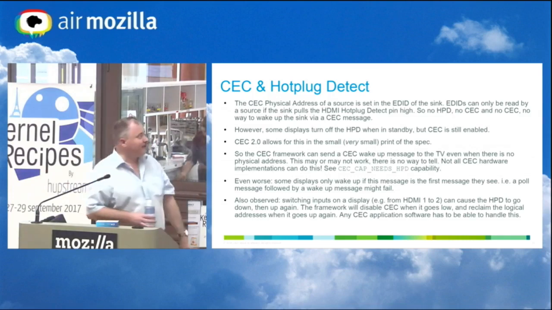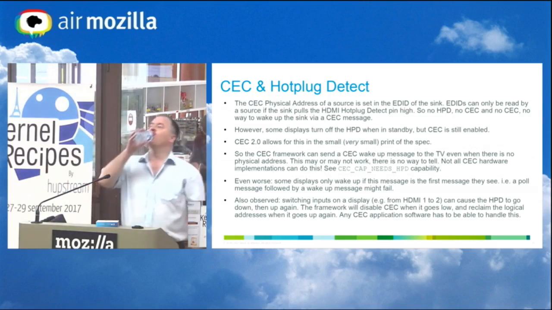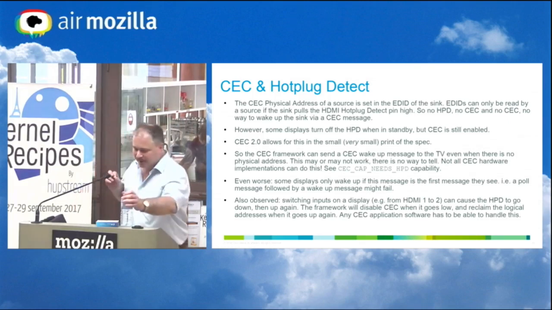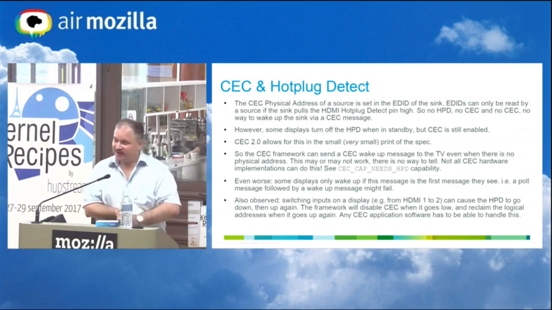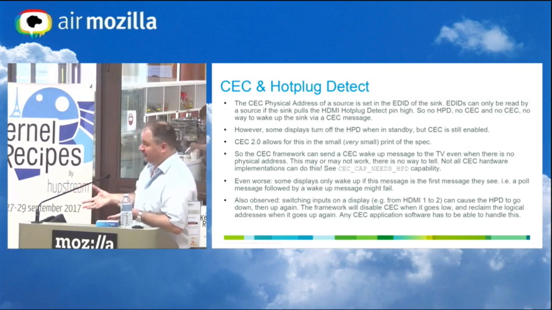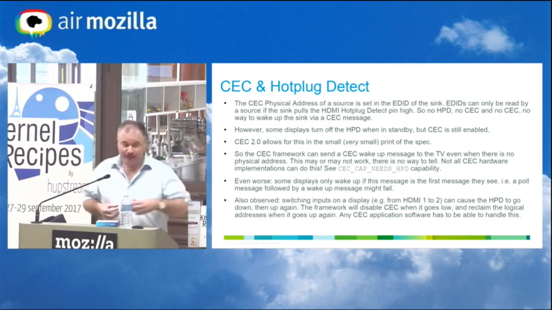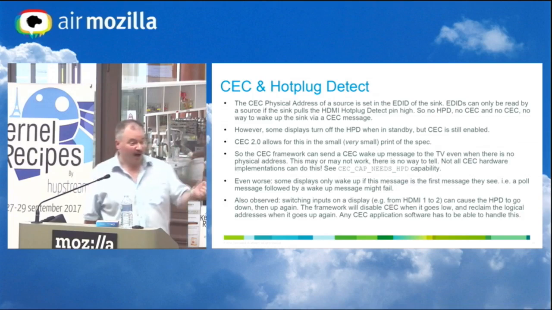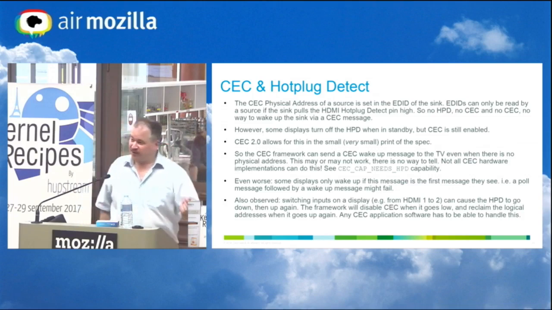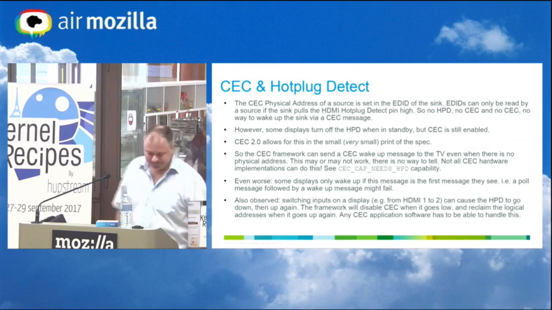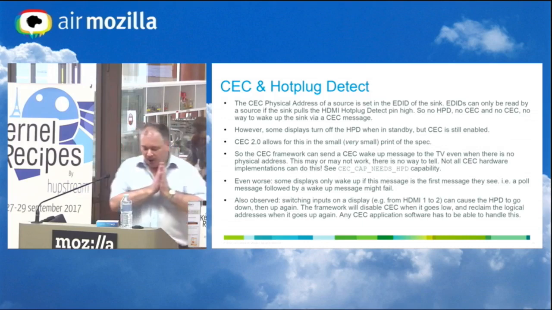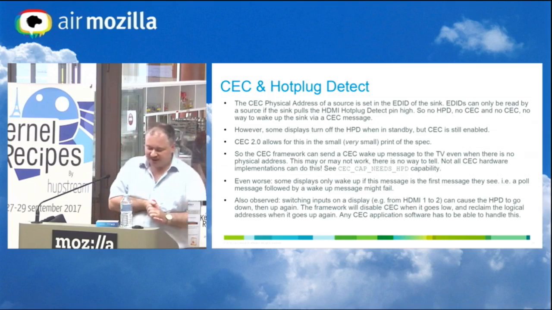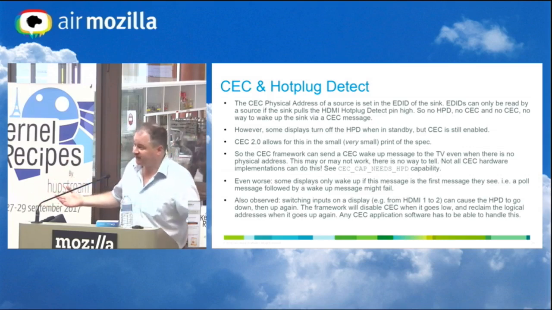Now the real meat. You need a physical address for CEC. You get the physical address from the EDID. In order to be able to read the EDID, a display has to set a pin high. It's called the hot plug detect pin. If it's high, that signals to whoever is connected that you can read the EDID. So with no hot plug detect, there is no physical address, then you have no CEC, and you also cannot send any message to wake up the display.